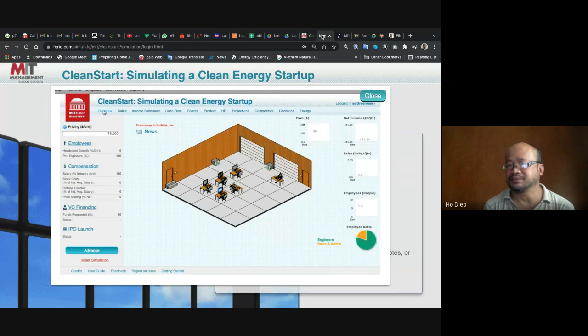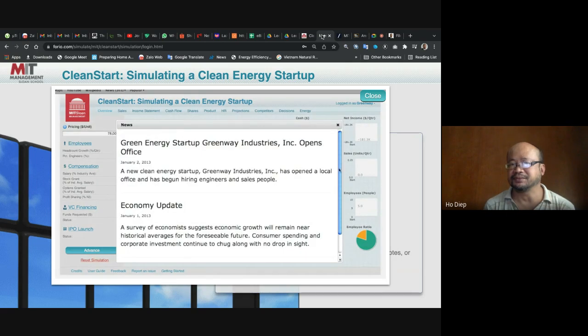This is the overview page. Before we look at the decisions, let's drill down and see what other information you can access to help you manage your company. First of all, you can get the news anytime you like. And the news not only includes the news about you, but some information about the economy. Here it says that economists suggest economic growth will remain near historical averages. So the economy is looking pretty good. No drop in sight. That's all the news we have at the moment.